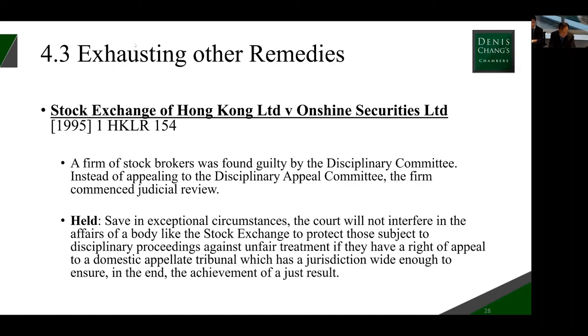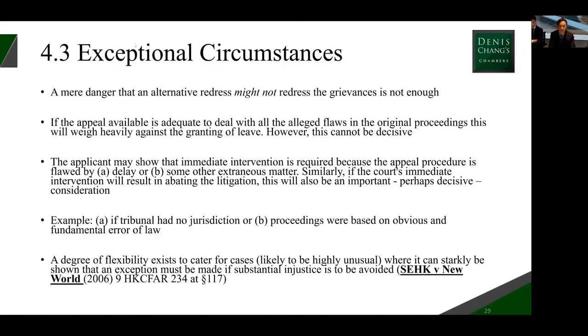So, exceptions. It's quite difficult to find exceptional circumstances by going to the court of first instance directly, but it is not impossible. Let's look at the general principles. The allegation of a mere danger that this alternative redress may not be sufficient to redress the grievance will not be entertained. If the appeal mechanism is available to deal with all the alleged flaws in the original proceedings, this will weigh heavily against granting of leave for judicial review.